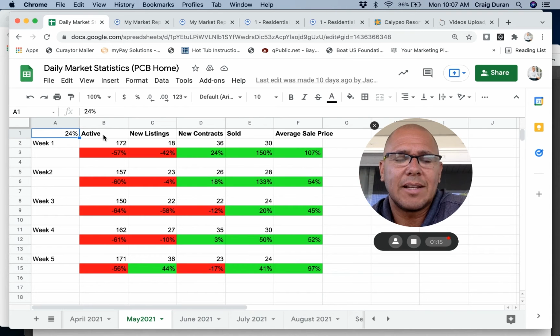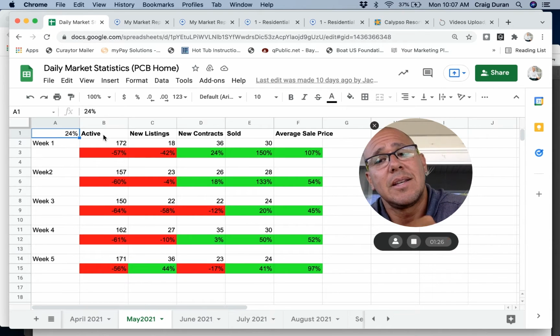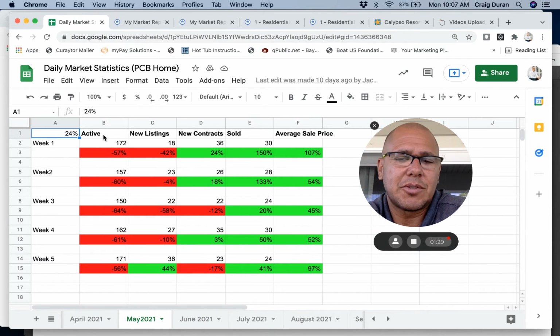If all of a sudden we start writing a ton of new contracts on property, we know that 30, 45 days from now, we're going to have more closings. If all of a sudden we're writing fewer and fewer contracts, then obviously we're going to have fewer and fewer closings 30 or 45 days from now.